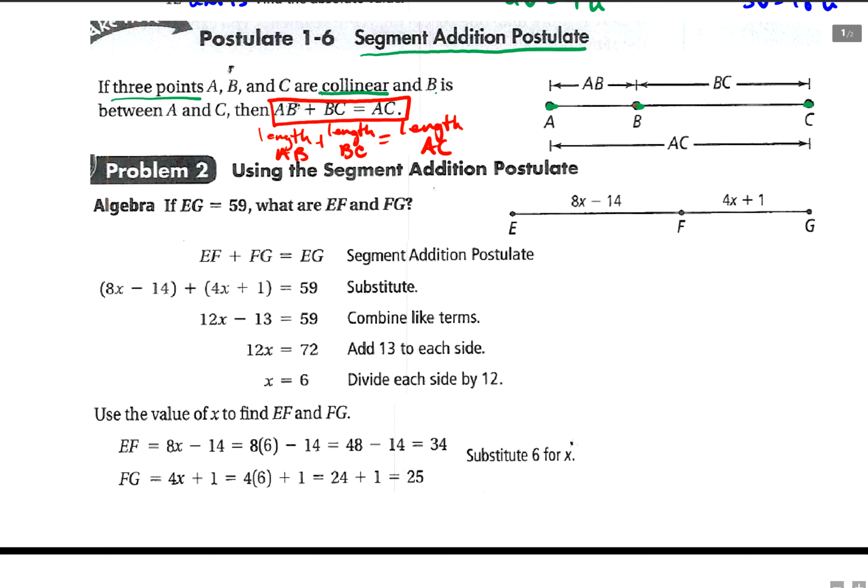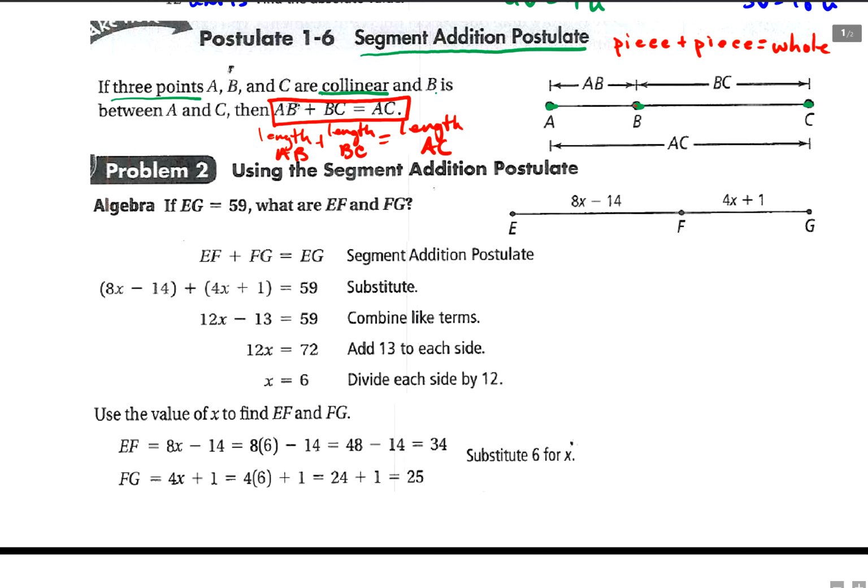All of our addition postulates are piece plus piece equals whole. And that is going to work for every addition postulate that we run into, whether it's area, length, angle, whatever. All right, so let's look at our next example problem here.